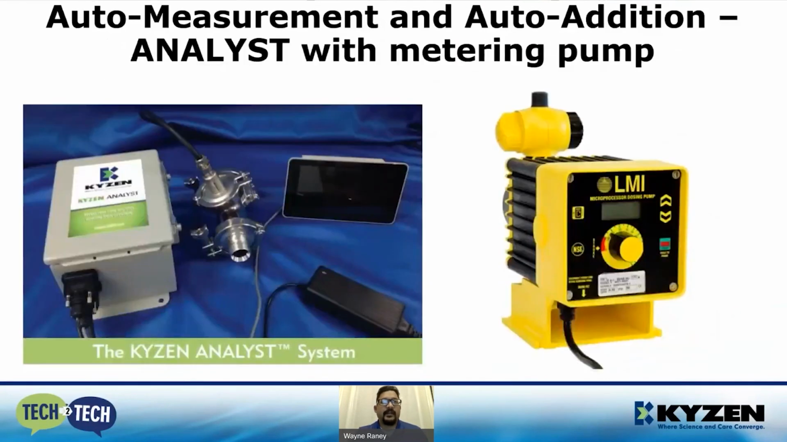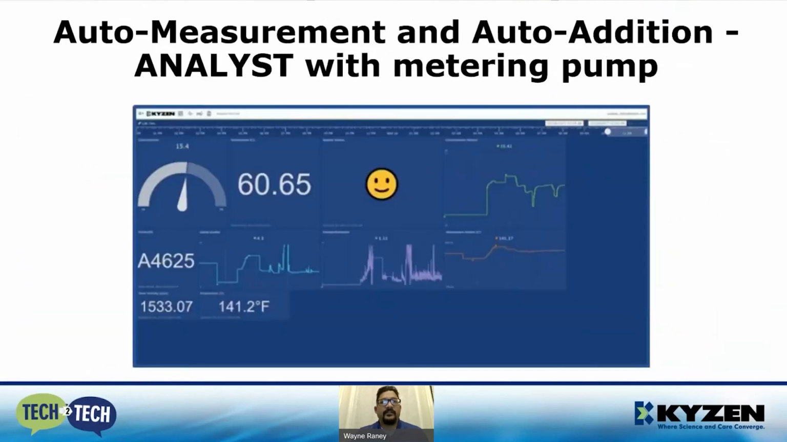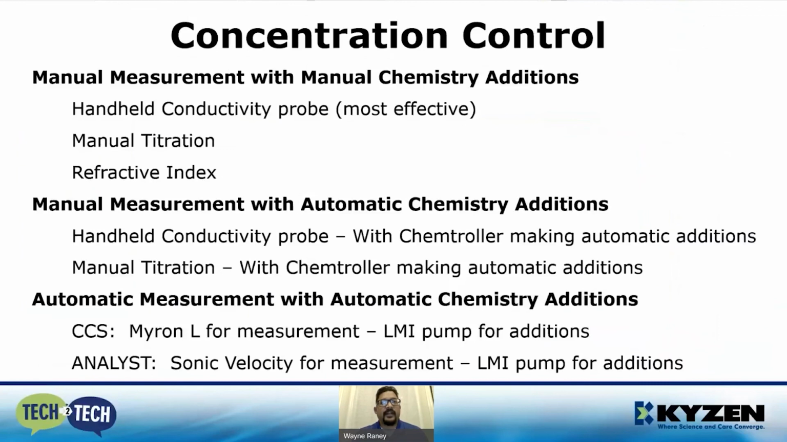When the KYZEN ANALYST is married to a metering pump, you have another method of monitoring and controlling chemistry concentration in a wash bath. The ANALYST and metering pump combo comes with features such as remote process monitoring and a way to track data analytics. So here's a little recap of the concentration control. As you read down this list, the methods become more and more operator independent, but the price also goes up. So you'll have to decide for yourself the cost-benefit analysis of automation versus a warm body on the line taking measurements and adding wash fluids.